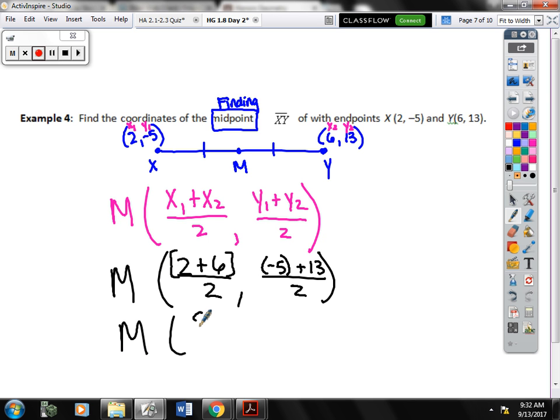6 plus 2 is 8. Negative 5 plus 13 is also 8. And 8 divided by 2 will get me that the midpoint has coordinates 4, 4.